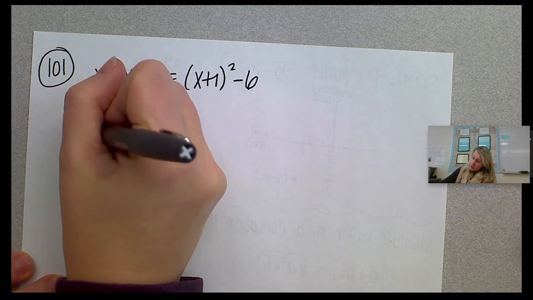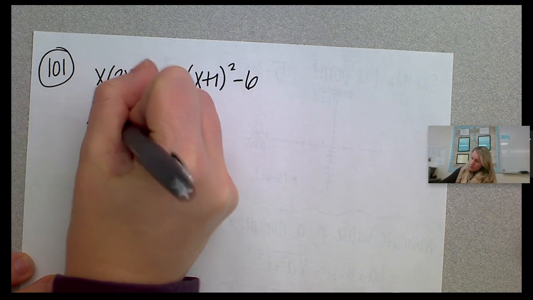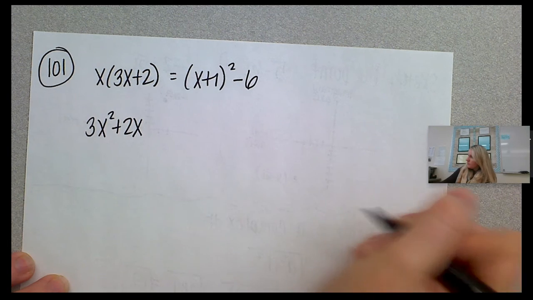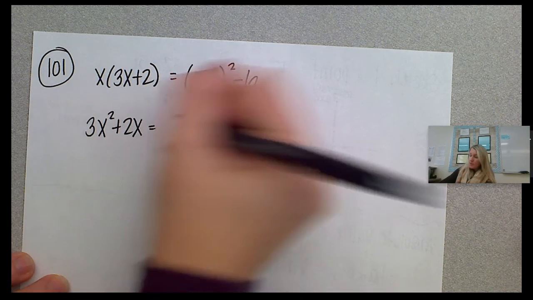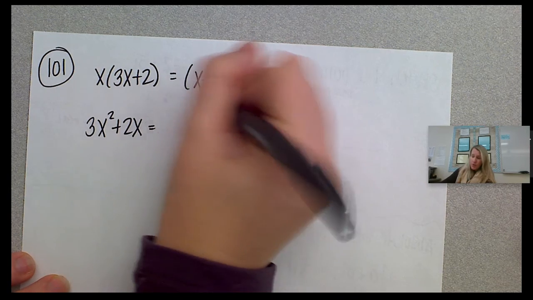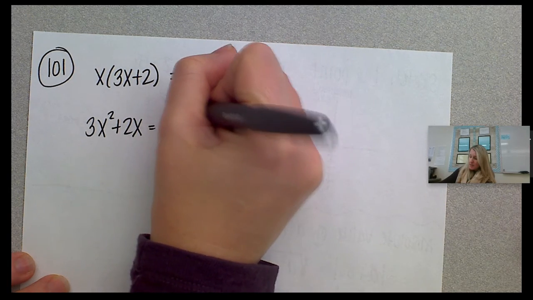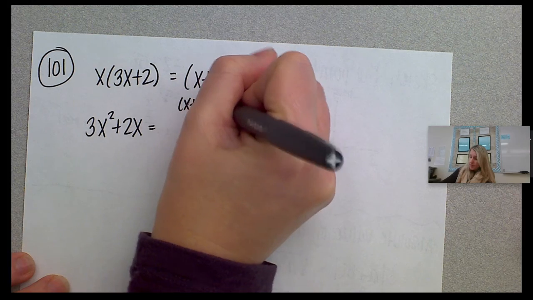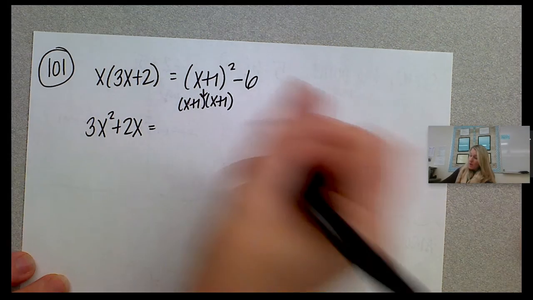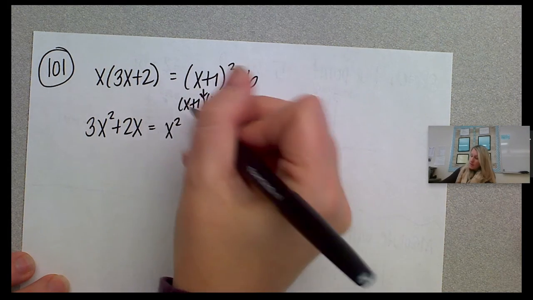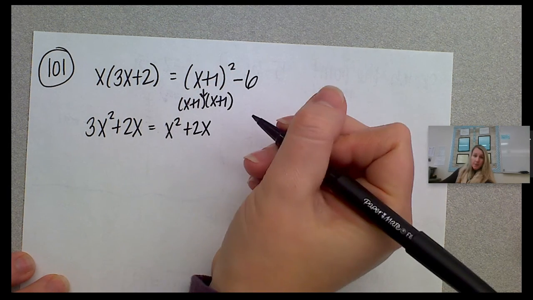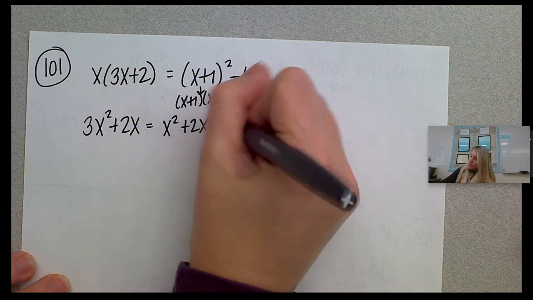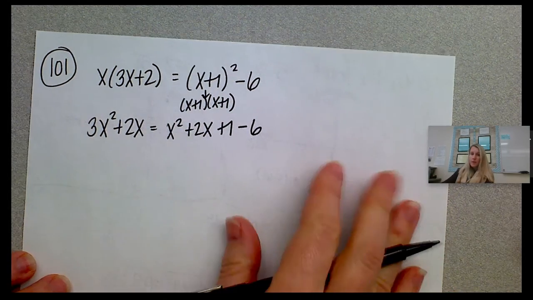So on the left side, I'll distribute. I'll get 3x squared plus 2x. On the right side, just as a reminder, when I say x plus 1 squared, don't square everything. It means x plus 1 times x plus 1. So if I distribute that out, I would get x squared, and then I would get plus 1x plus 1x, plus 2x. I'll just combine that in my head there. Plus 1 minus 6. Okay.